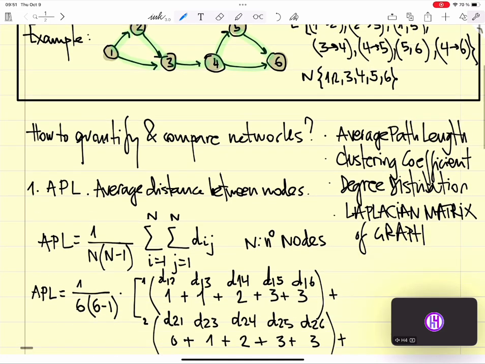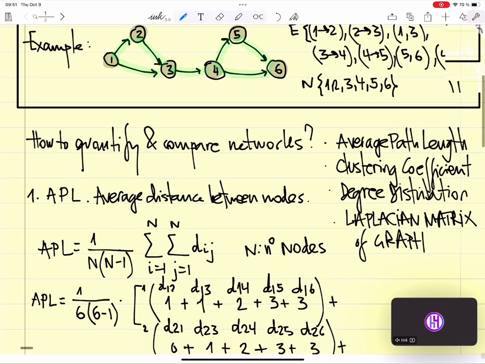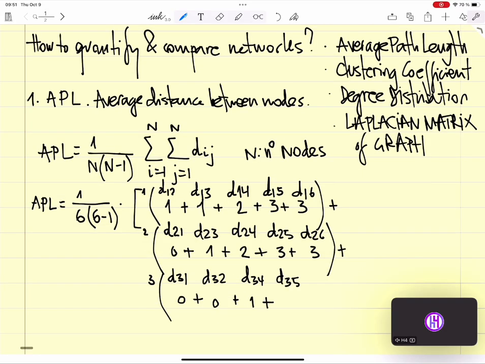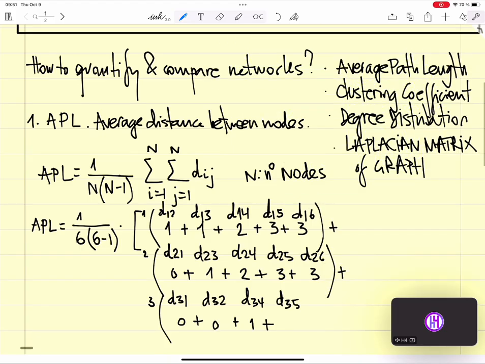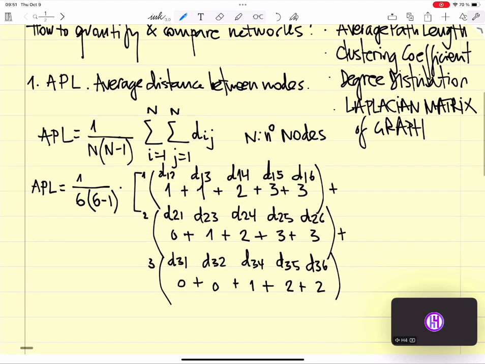Now, distance between 3 and 1, 0. Distance between 3 and 2, 0. Distance between 3 and 4, 1. Distance between 3 and 5, 2. Distance between 3 and 6, 2. Okay? So please do the remaining. I will be copying, okay? I will do the same for 4. Now you can write. If you understood, you can write. Go ahead.